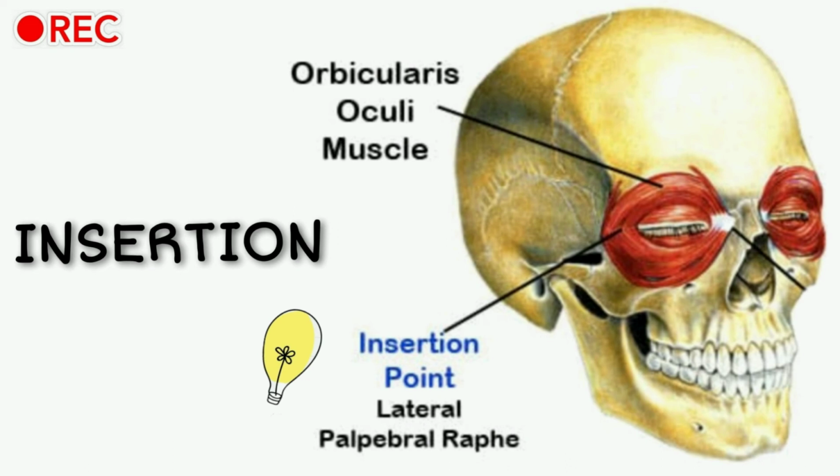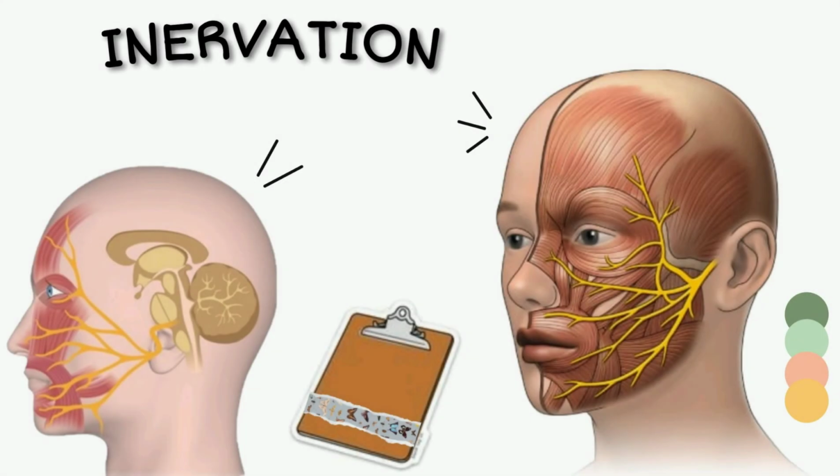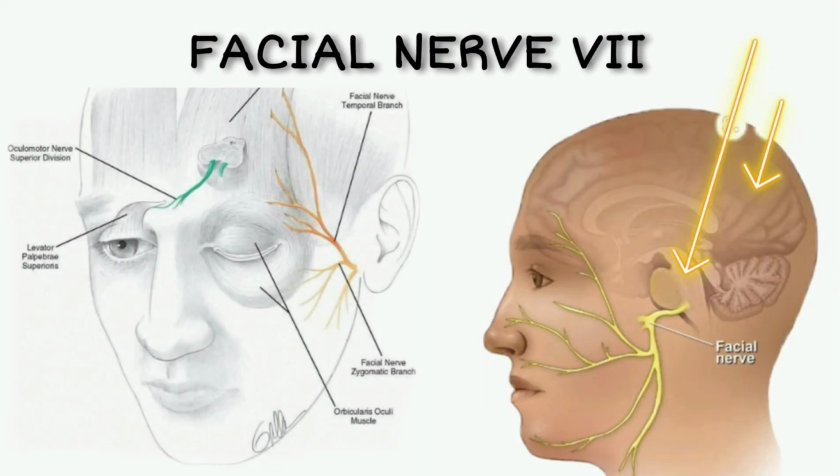Insertion. The orbicularis oculi muscle is inserted into the lateral palpebral raphe, which is a ligament that is located on the outside of the eye socket. Innervation. The orbicularis oculi muscle is innervated by the facial nerve, cranial nerve 7.